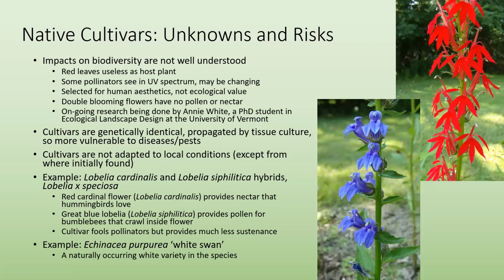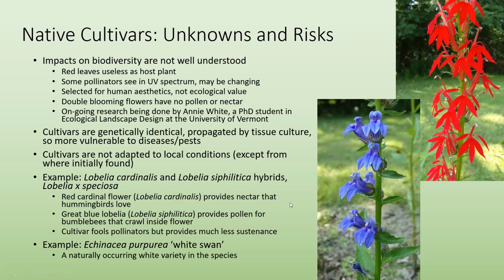Just native cultivars. I tend not to use cultivars. There's just a lot of unknowns and possible risks we don't really understand. Like there's a cultivar that crosses the great blue lobelia with the cardinal flower, which are the same genus. But the blue is pollinated by bumblebees, and the red is pollinated by hummingbirds. So the cross looks like the blue, but it doesn't have the pollen. They're specific to pollinators, so you're kind of losing that connection and you don't really know what's happening with that exactly, or what the impacts are.